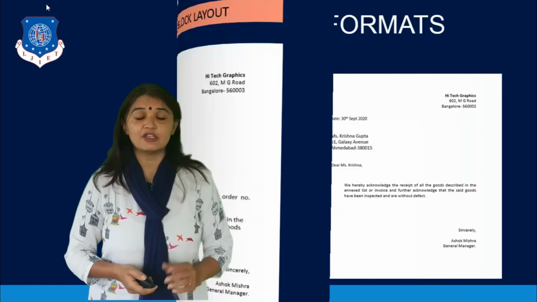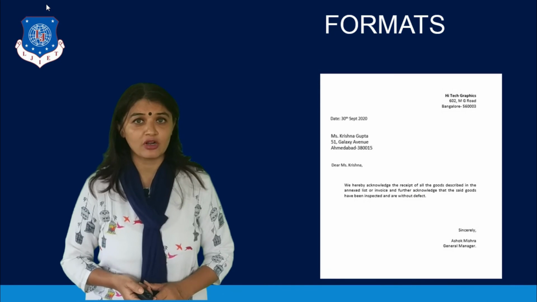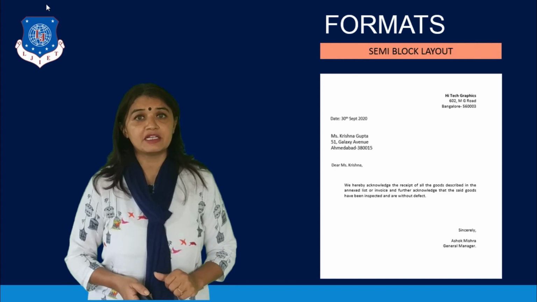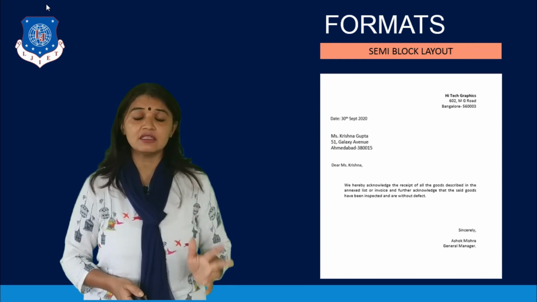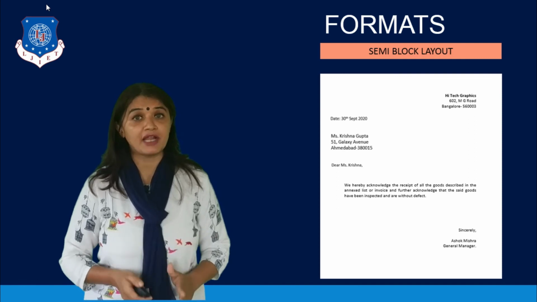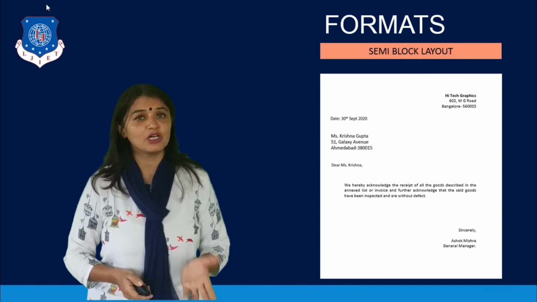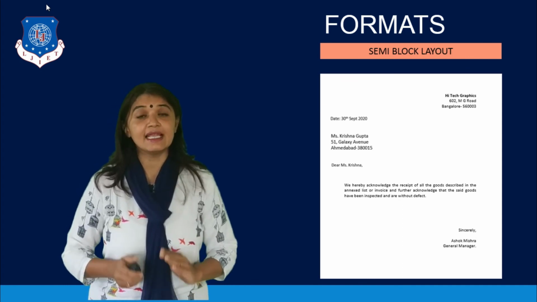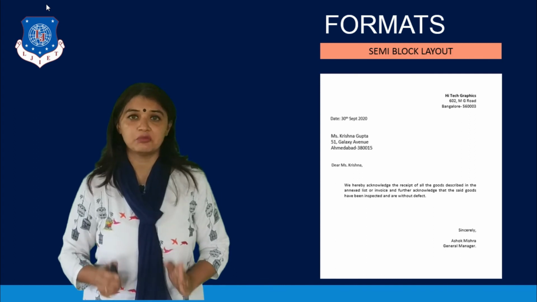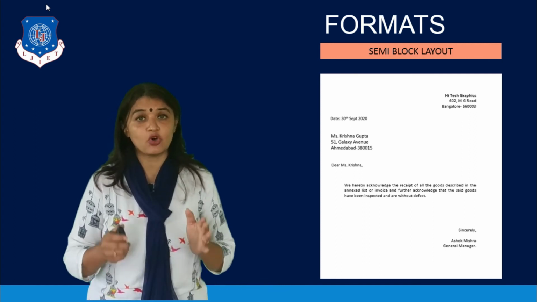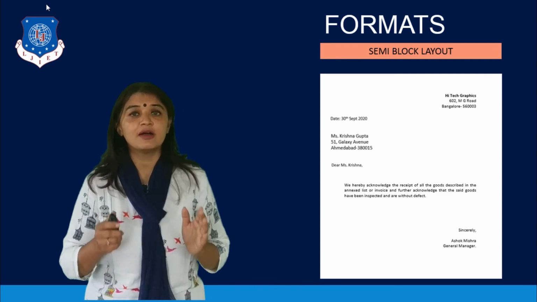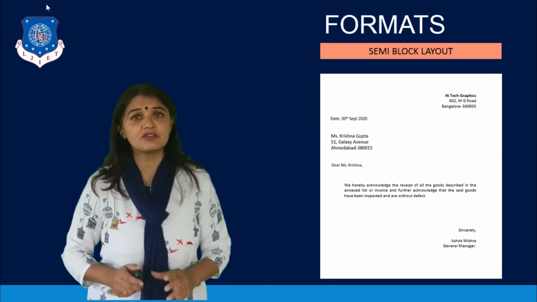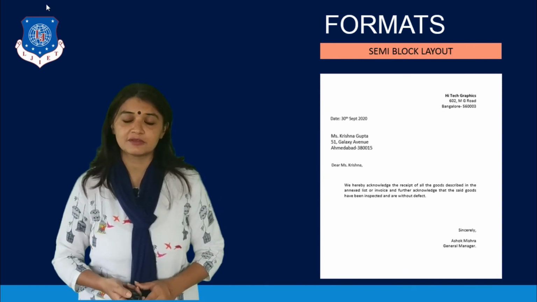The next format looks similar to the modified block layout, and this is called the semi-block layout. Here also 3 elements, that is the letterhead, the complimentary close, and the signature block, are justified to the right margin, and everything else is justified to the left margin. But the only difference is that the main body is indented away from the left margin. So all lines or all sentences of the paragraphs written in the main body are written away from the left margin. So this gives a very neat look to the business letter.